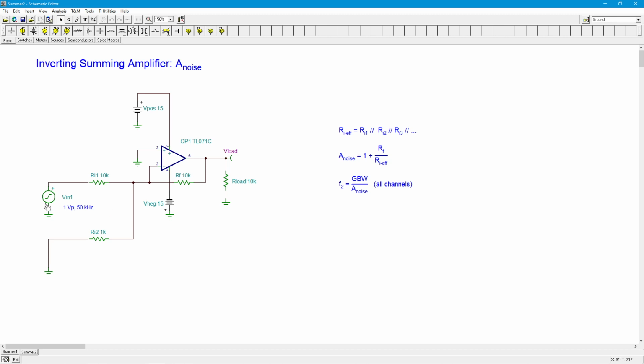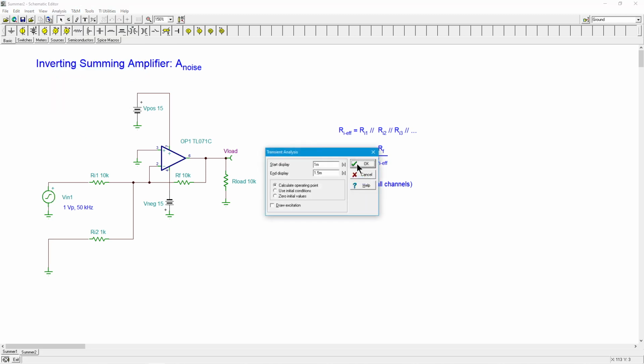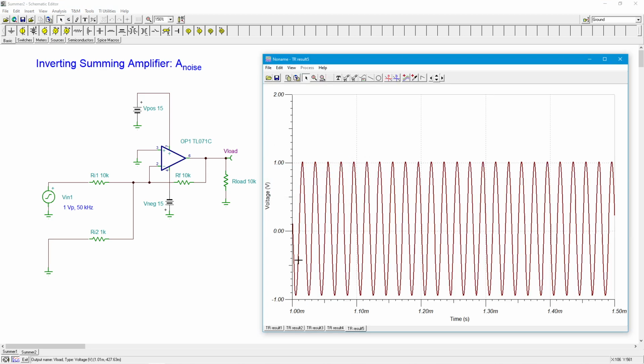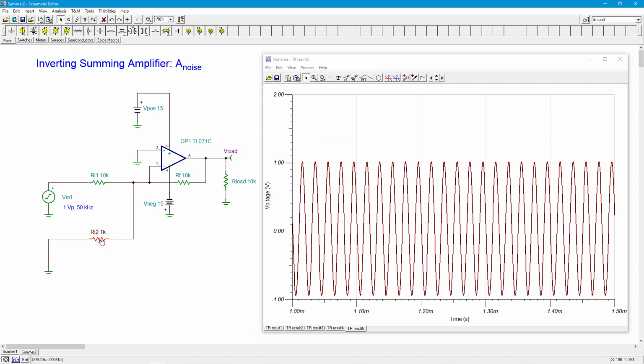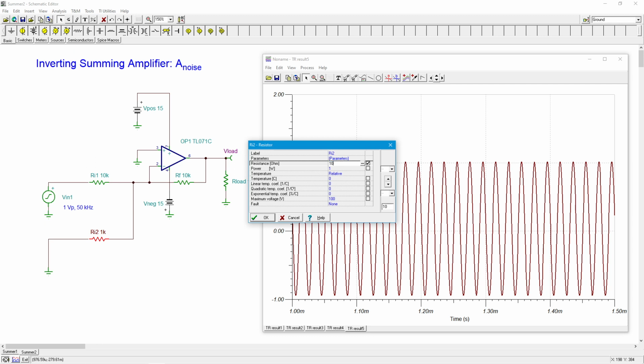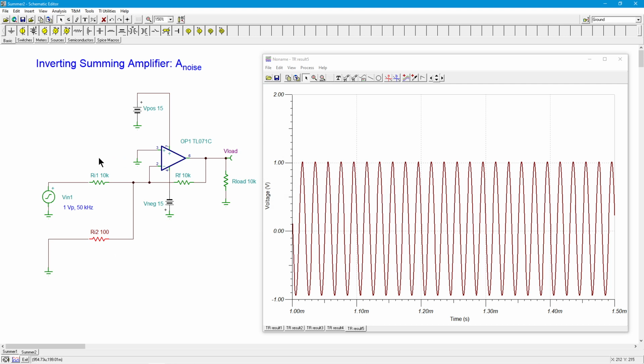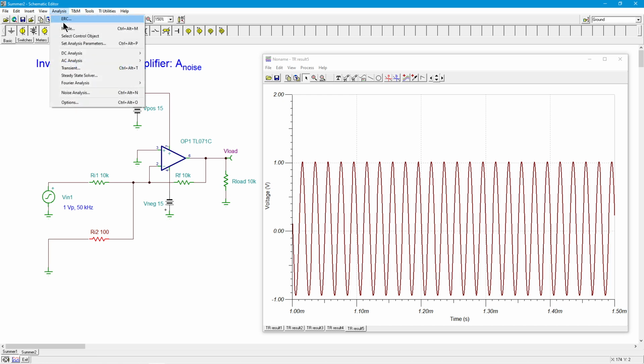All right? So when we throw in this signal over here, this 50 kilohertz signal, everything works fine. Do a little transient analysis like we did before, and we get that virtually 2-volt peak-to-peak signal as expected. But when I come in here and drop this resistance and this other channel, that makes the effective RI decrease. It makes the A noise get larger, and therefore when we divide out the F2 for the system, no matter what the input channel is, it decreases. So let's try that.